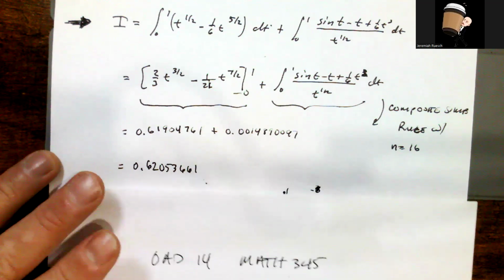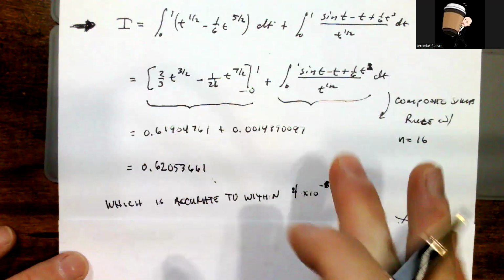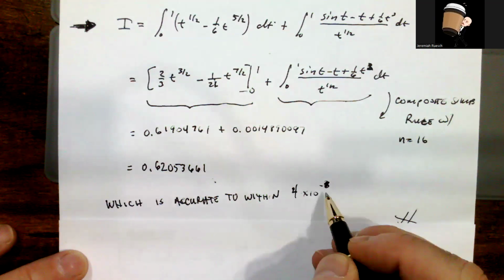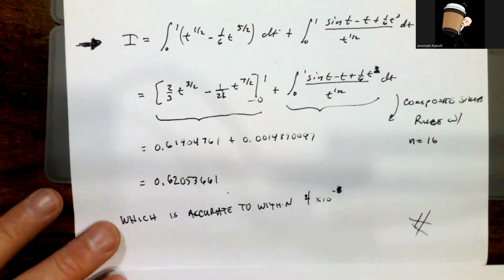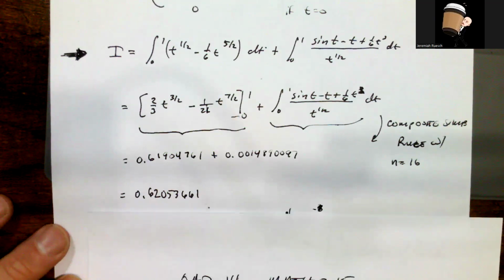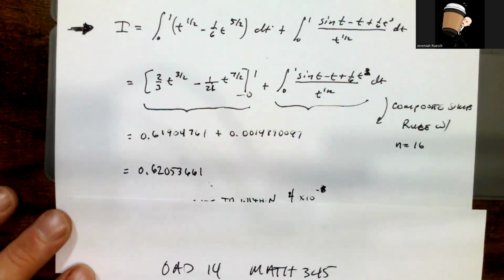And so adding those together, we get the approximation to be 0.620536661, which by the error bound is accurate to within 10 to the negative 8. So that's a pretty good estimation then for the actual value of this integral.